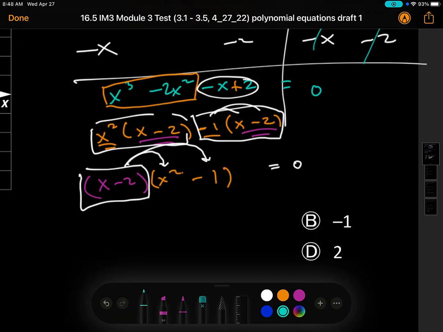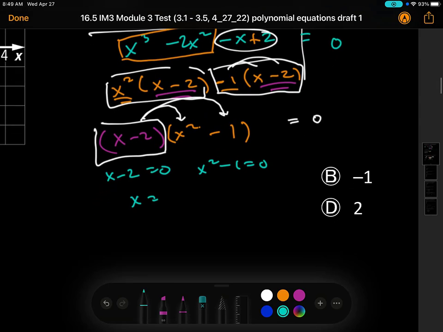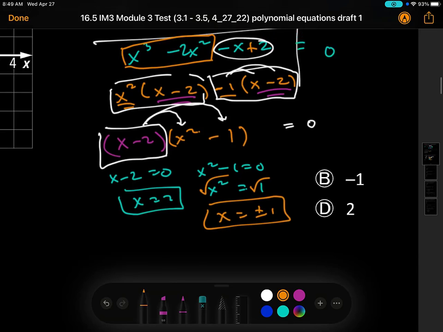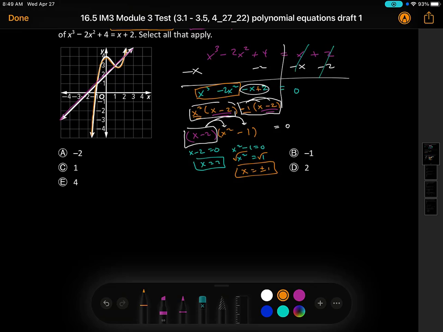Okay, so from here, you can just set each of those equal to 0. This is called the zero product rule. And here you're going to get x equals 2. You're going to add 1 to both sides and take the square root. You'll get x equals plus or minus 1. So let's take a look at our answers here. I have 2. And I have 1 and negative 1 and positive 1. So our answers are B, C, and D.